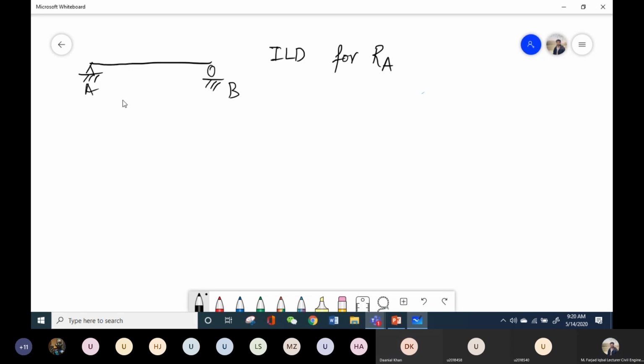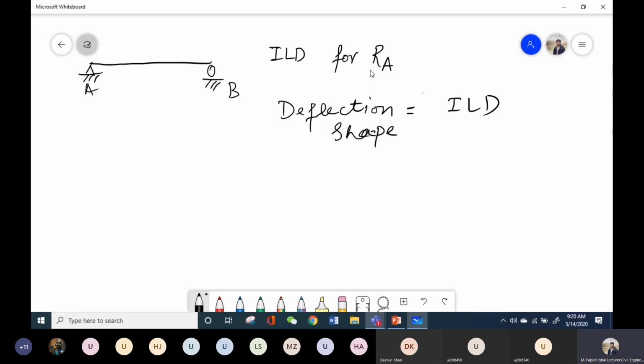So this is my simply supported beam, and if I want to plot the ILD for reaction at A, what do I need to do? Actually, Muller said that the deflection of this beam is equal to the ILD. Or the deflection, I mean the deflected shape. So if I want to plot the ILD for RA, what do I need to do?